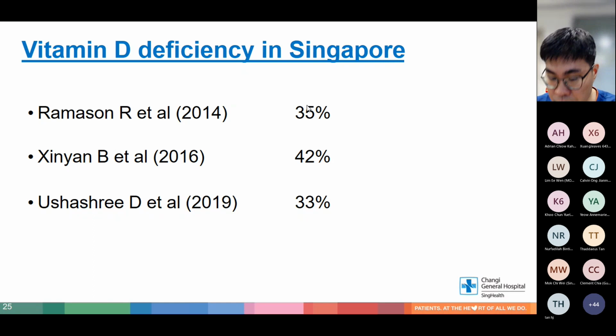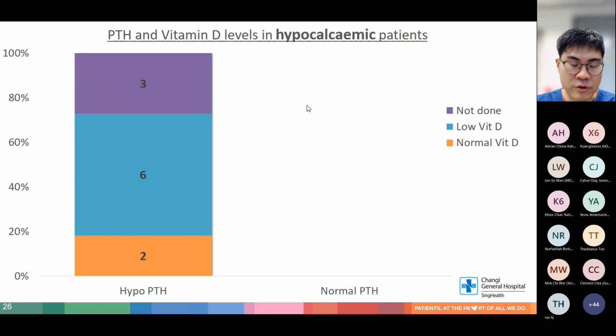But does this actually tie into our patients? Does it actually affect our patients? So again, we're looking back at our own patient population over the course of one year. This time we isolated patients with hypocalcemia, so this is only patients with hypocalcemia. We then compared the PTH value and the vitamin D levels.